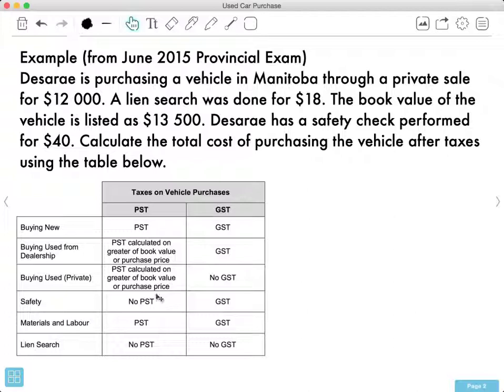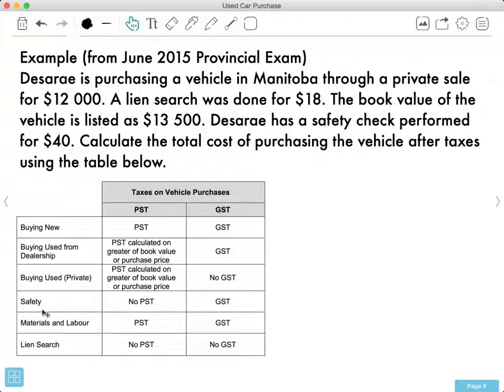If you're buying privately, you go look at an ad in a newspaper or in Auto Trader or something like that, and you're just buying from a person, not a dealership, you still pay PST, but you don't pay GST. It's important to note that when you pay PST buying a used car, you don't pay it to the person you're buying the car from. You pay it at the time you go to insure your car at Manitoba Public Insurance.